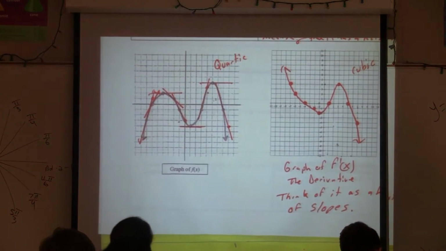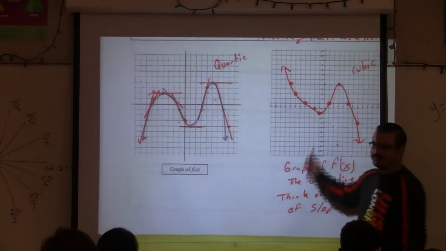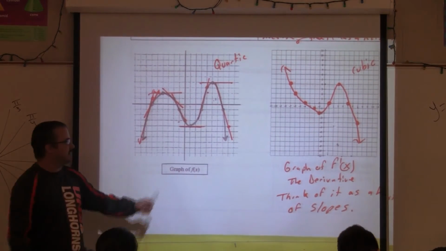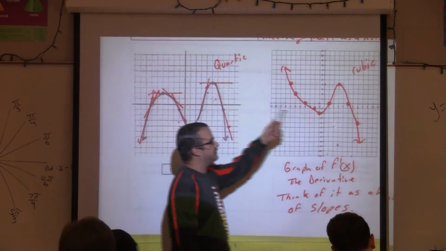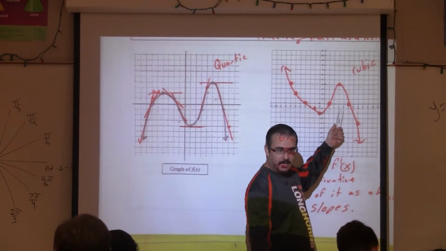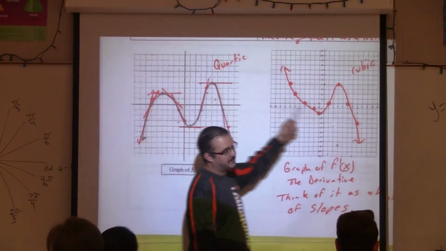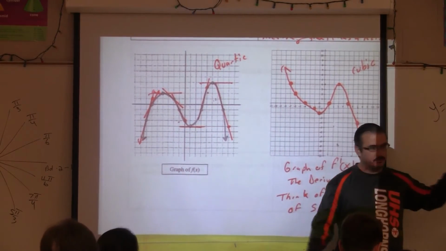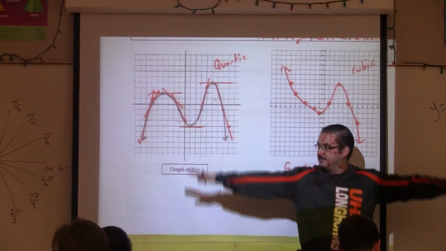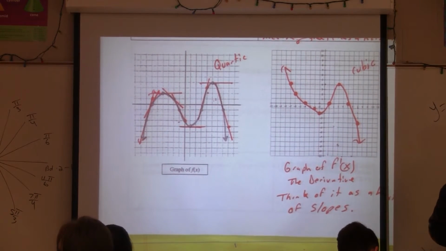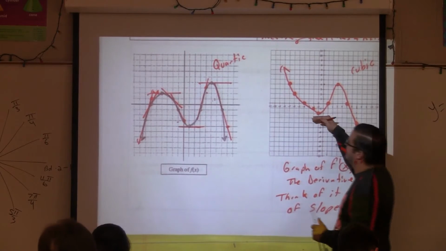Quartic. Why did it have to be quartic? Because the derivative should be 1 what? 1 less. So if I have a quadratic function, what should my derivative look like? A line, right? Because it's 1 less. What if I had a line? What should my derivative look like? A constant function, right? Okay? Do you understand? Yes? Can you visualize it as being a list of slopes?